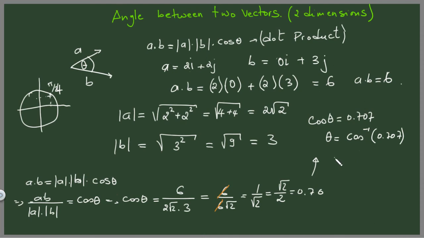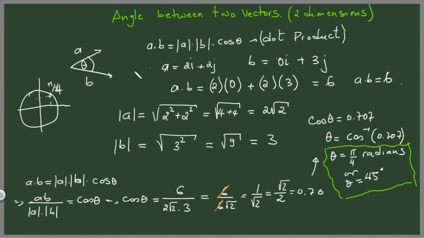Theta is pi divided by 4, or 45 degrees. We don't need any calculator for that. Theta equals pi divided by 4 radians, or 45 degrees if you take it in degrees. That's our angle between these two vectors.